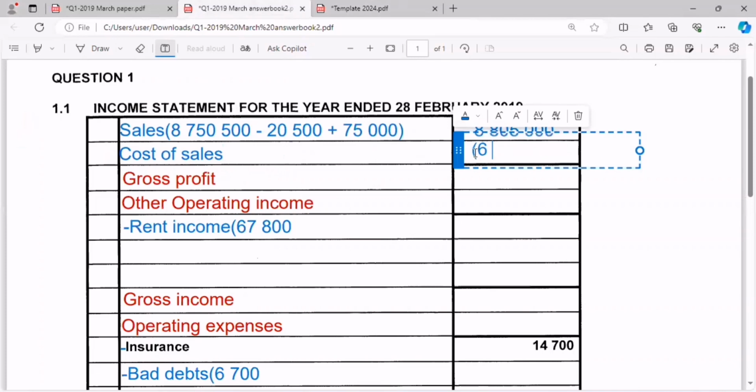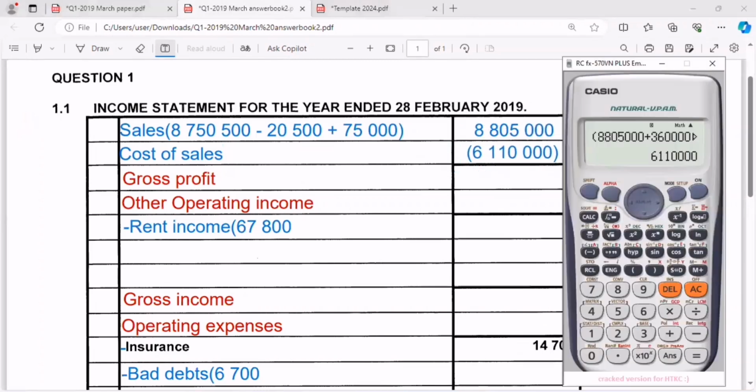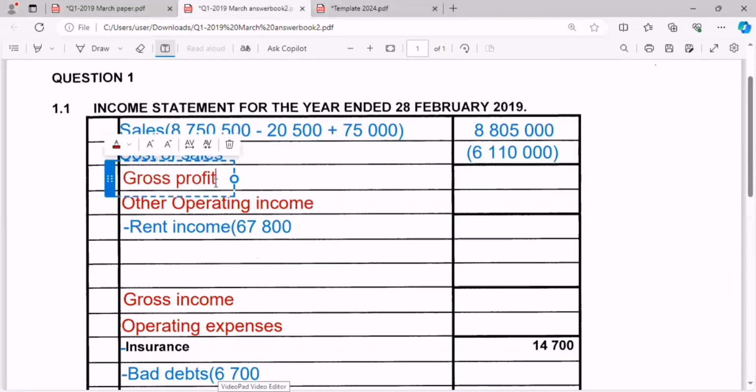So 6,110,000. So sales minus cost of sales is the gross profit. So the difference between sales and cost of sales is the gross profit. 8,805,000 minus 6,110,000. I'm getting 2,695,000. So this is the gross profit. So gross profit is 2,695,000.